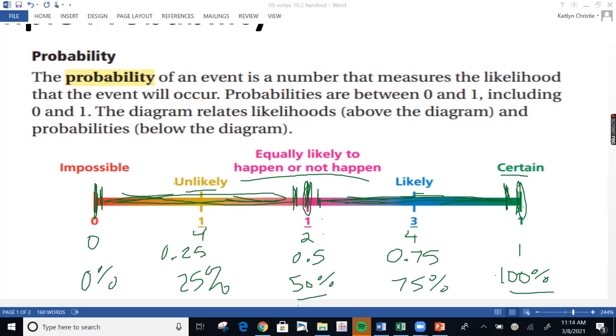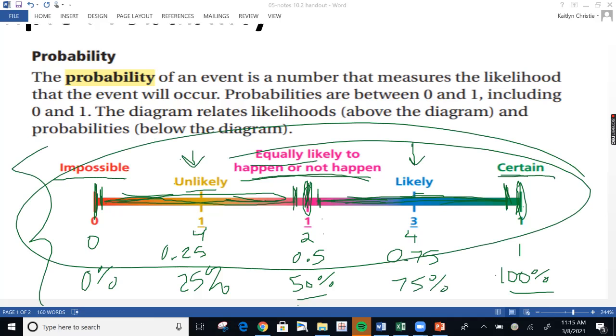So for this diagram here, as long as you understand and know the impossible, equally likely, and certain, anything in between is either going to be unlikely or likely, depending on which side of the equally likely it's on. If you have any questions over this, make sure you ask, because this is an important concept in 7th grade.